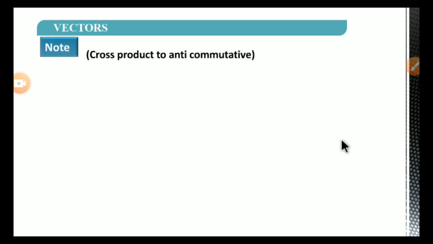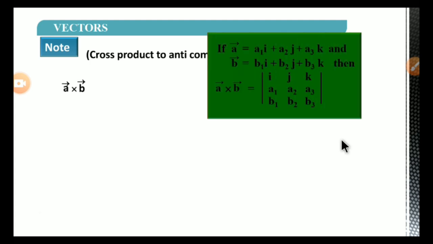Here we will discuss some note points. Cross product is anti-commutative. So this is one note. A cross B means the cross product of two vectors. These are given as vector A equal to A1 i plus A2 j plus A3 k, and vector B given by B1 i plus B2 j plus B3 k. Then A cross B can be written in the form of a determinant, that is i, j, k in the first row, A1, A2, A3, the components of vector A, and B1, B2, B3, the components of vector B. So this is how to evaluate the cross product of two vectors.